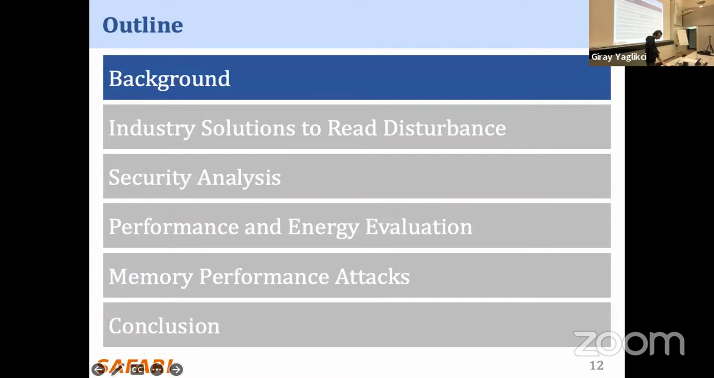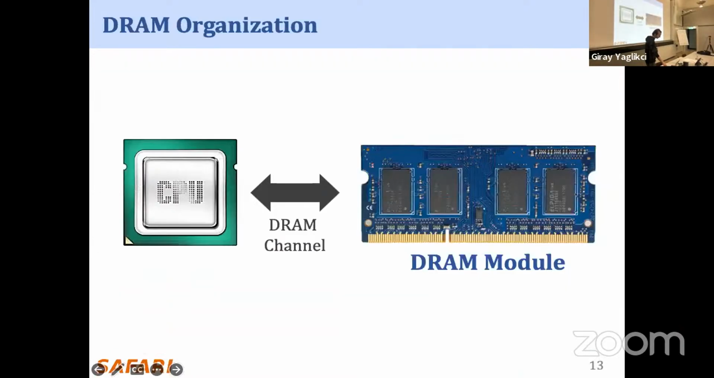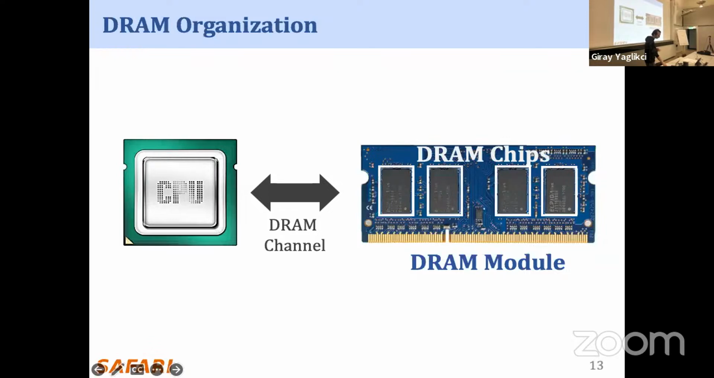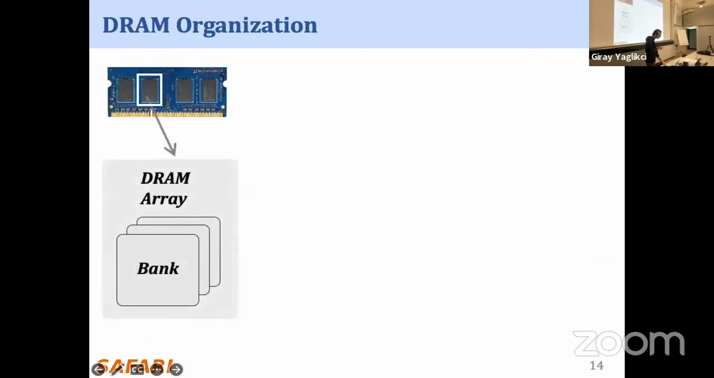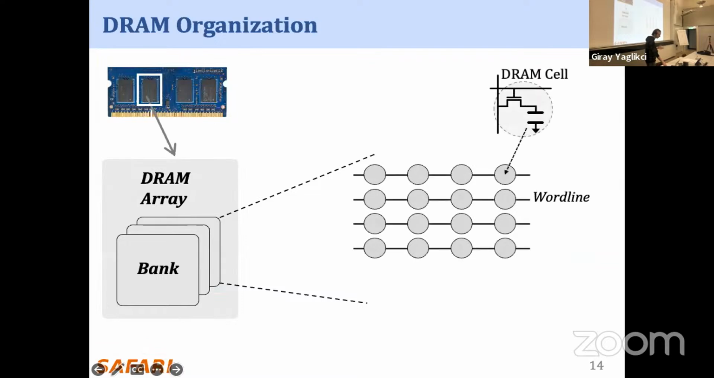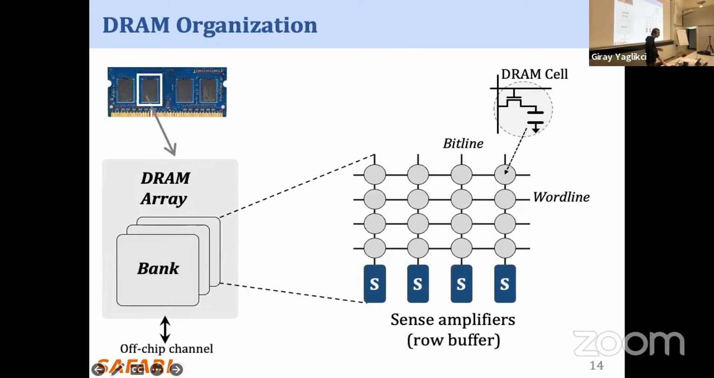So I will go through the background fairly quickly because most of this was mentioned today. As you all know, DRAM modules have chips. In chips, we have DRAM banks. In each bank, we have DRAM cells that contain data. These are connected through word lines as rows horizontally, and they're connected to sense amplifiers vertically with bit lines.